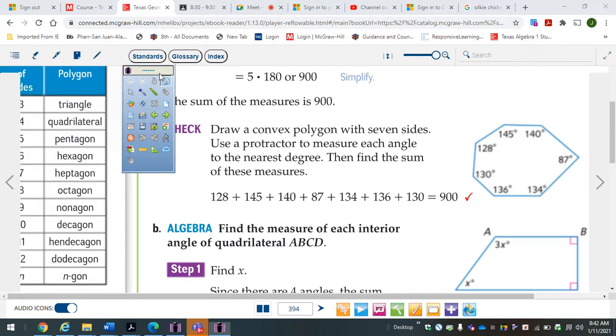Here are some common ones that we use. 3 sides, triangle, quadrilateral, pentagon, hexagon, heptagon, octagon, nonagon, decagon.